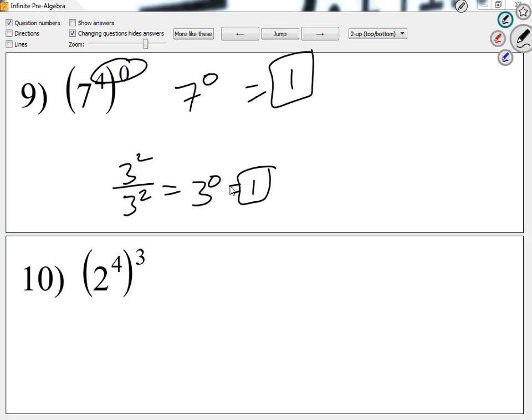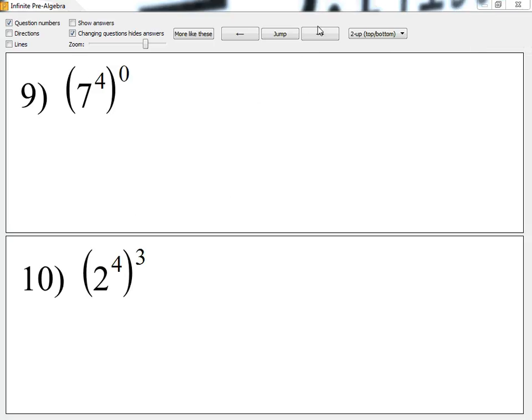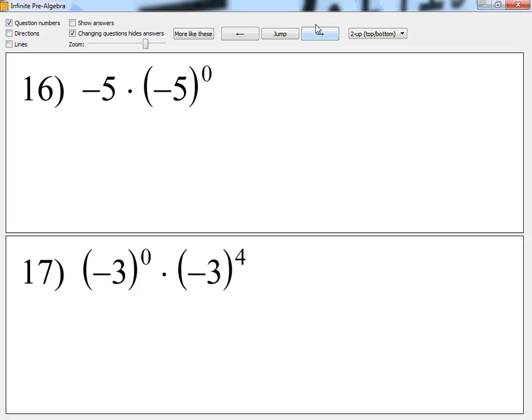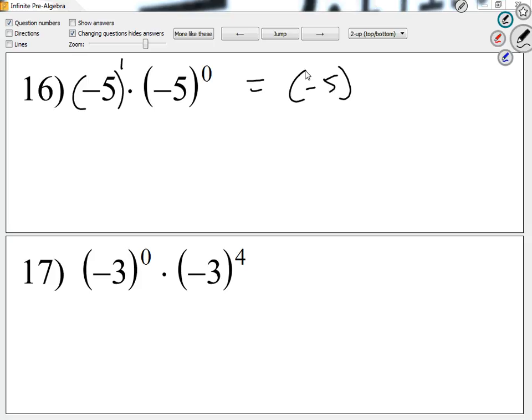Right. Any questions? Okay. Let's take a look at number 16. I know this negative 5 is to the 1, so in fact I'm going to put it inside parentheses so that way they match. And I'm going to call this negative 5 to the 1. Remember, in multiplication, I added my exponent. Negative 5 to the 1 is just negative 5. Right? Negative 5 once. That's what I mean.